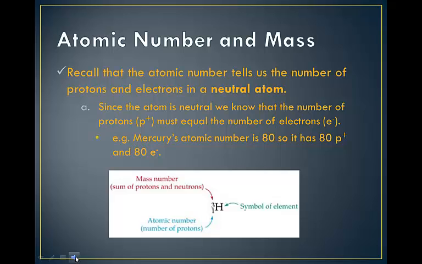So if you are told that it's an atom, that means it must be neutral. And if it must be neutral, then the protons and electrons must be equal. So if, for example, we're looking at mercury, it has an atomic number of 80 and therefore has 80 protons. By definition of it being an atom, a neutral overall particle, it must therefore also have 80 electrons.